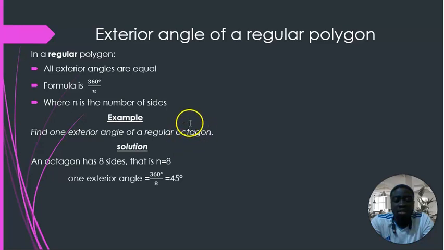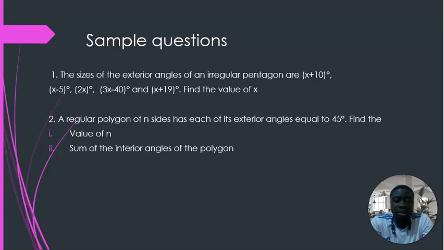So this is an octagon. An octagon is a polygon with 8 sides. So if an octagon has 8 sides, then n is equal to 8. Just substitute the 8 here. You see the n is down here, and we know n is the number of sides. The number of sides for an octagon is 8, so you put the 8 down here and get 45 degrees. That means one exterior angle of that polygon is 45 degrees.